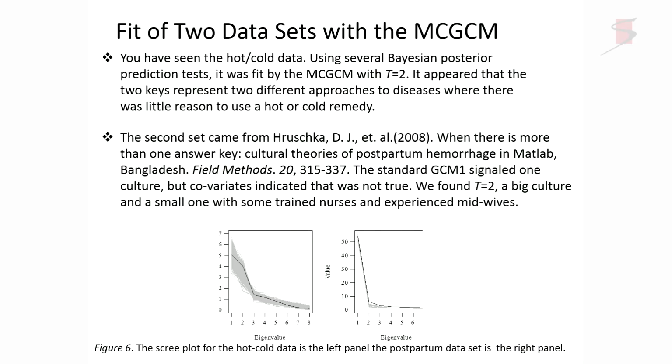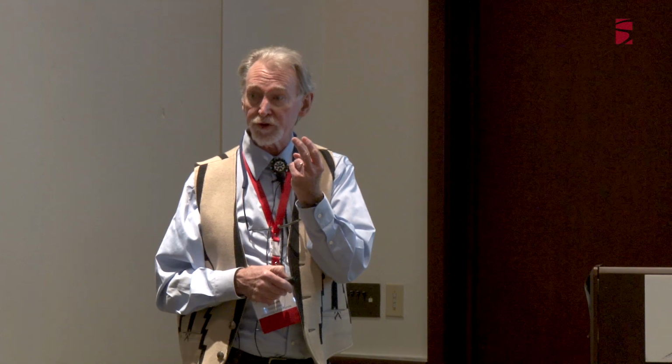And sure enough, here is the eigenvalue series for the hot-cold data. And using this and also using DIC and some other statistical things, we were able to show that the hot-cold data actually had two cultures, but they weren't interesting. It was like you get a disease that you can't think about hot and cold. Certain people respond this way, other people respond another way.